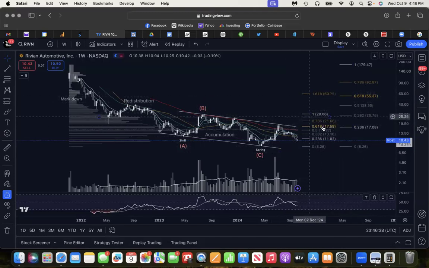So some sort of a move like this, hitting each one of these target areas, is what we're expecting. We'll see what sort of reaction we get tomorrow at Tesla's robo-taxi launch event.